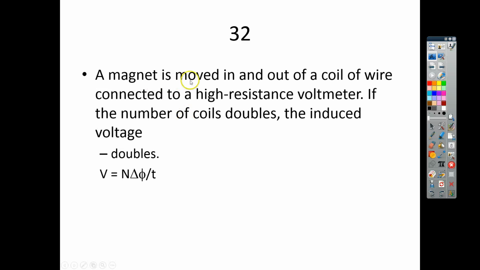For number 32, a magnet is moved in and out of a coil of wire like we just saw, connected to a high resistance voltmeter. If the number of coils doubles, the induced voltage also doubles. This is the equation that we'll use, and N is the number of coils. This is what we call flux, and we divide it by time. The big thing here is that when we double N, we also double the potential difference, or the voltage.